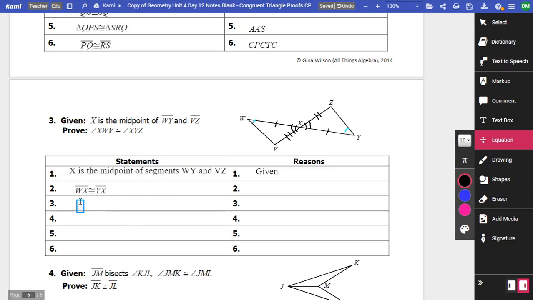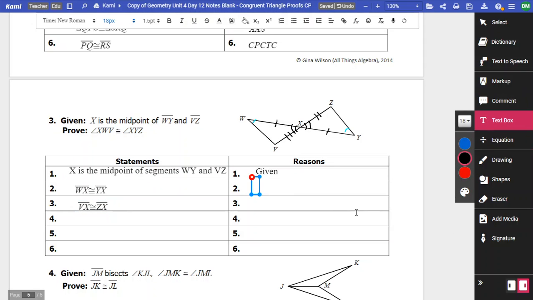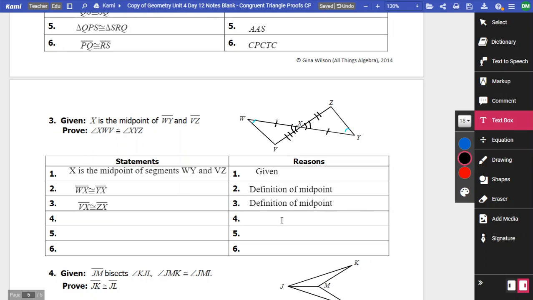And we've also got that segment VX and ZX are congruent. And in both cases here, this is by the definition of midpoint. So the definition of midpoint says that a midpoint cuts a segment exactly in two. So the segments on either side of the midpoint have to be congruent.